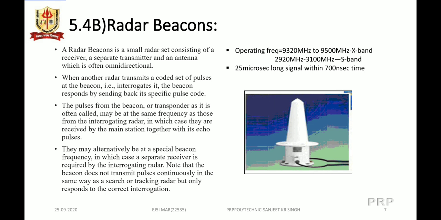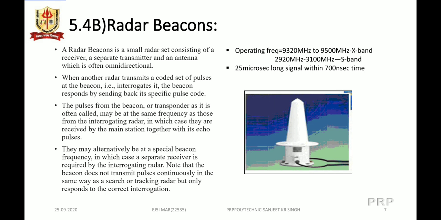The pulses from the beacon, or the transponder as it is often called, may be at the same frequency as those from the interrogating radar, in which case they are received by the main station together with its echo pulses. They may alternatively be at a special beacon frequency, in which case a separate receiver is required by the interrogating radar. Note that the beacon does not transmit pulses continuously in the same way as the search or tracking radar, but only responds to the correct interrogation.